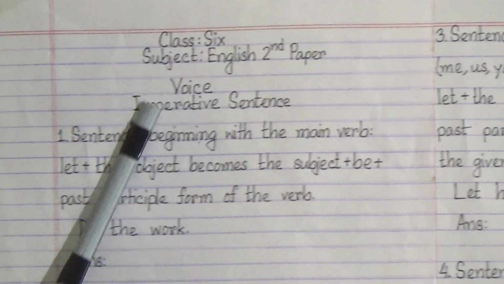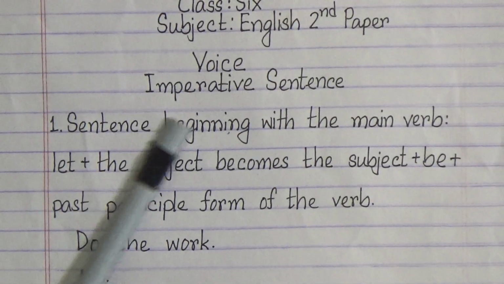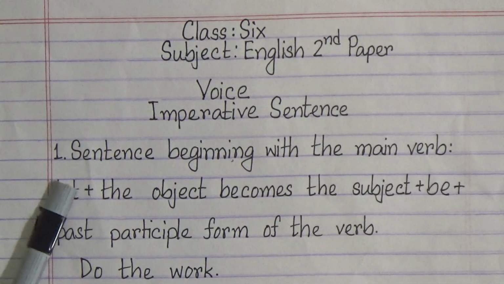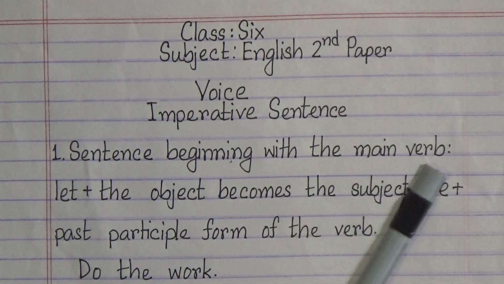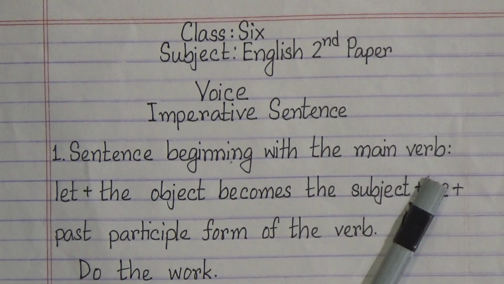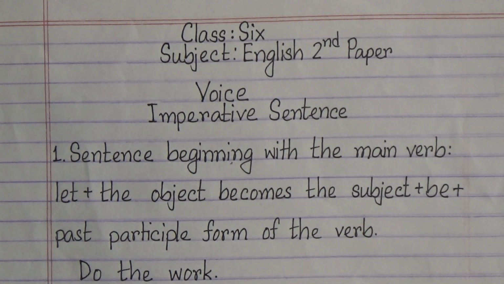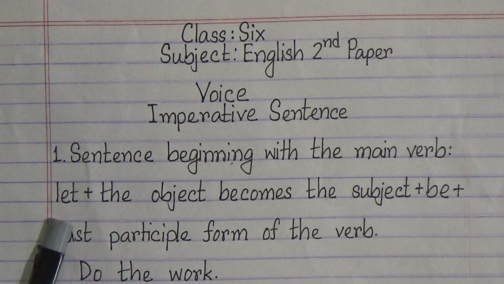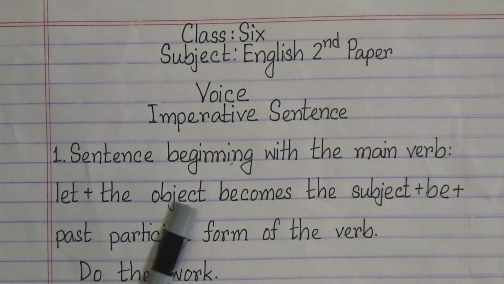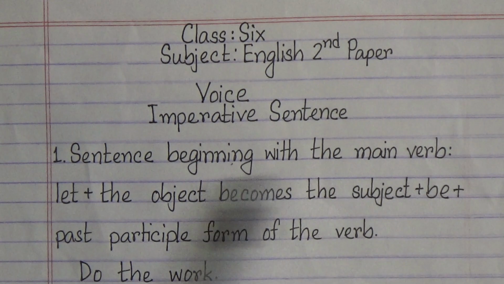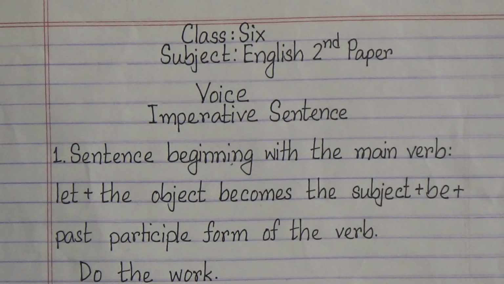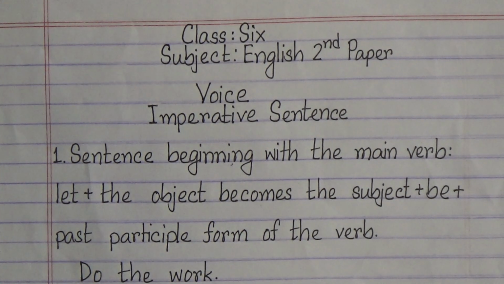Okay, now look, class 6 subject English second paper and voice imperative sentence. Rule number 1, sentence beginning with the main verb. If the imperative sentence begins with the main verb, how will you change it to passive voice? Let plus the object becomes the subject plus be plus past participle form of the verb. So you will write let, then the object of the sentence will become the subject, then you will add be, and then you will write the past participle form of the main verb. Okay, now look at this example.